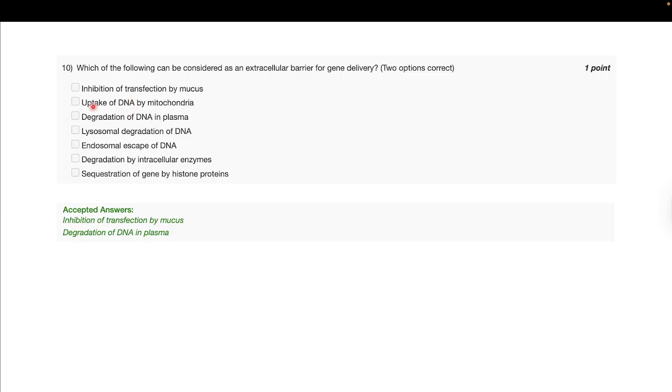The rest of the options are barriers, like for example uptake of DNA by mitochondria, lysosomal degradation, degradation by intracellular enzymes, or sequestration of gene by histone proteins. These are also barriers, but they are mostly intracellular barriers. So the question is specifically for extracellular barriers. The correct answer is option 1 and 3. Is this clear? Okay, I'll move on towards the next question then.